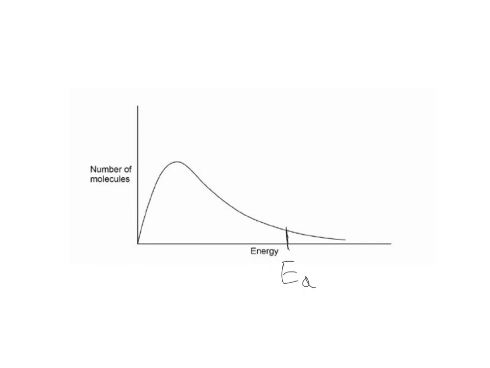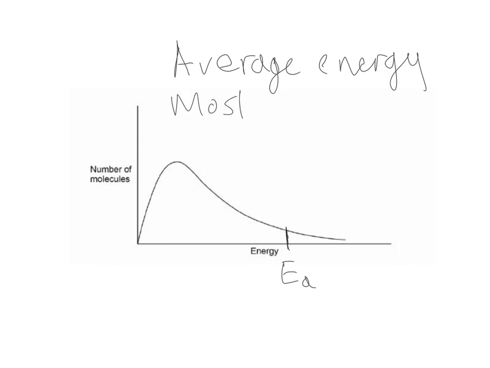We can talk about the average or the mean energy, and we can talk about the most probable energy for a particle to have. Now, these two things, if it was a normal distribution, if it was just a normal bell curve, would be in the same place. That's a very badly drawn normal bell curve, but they would be here at the top of the peak.